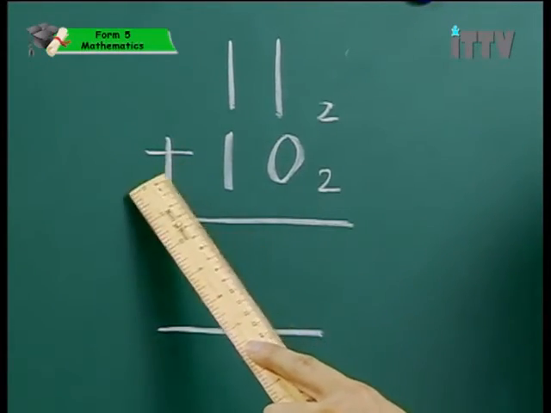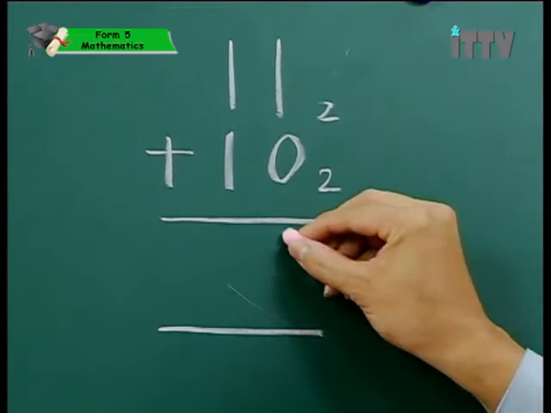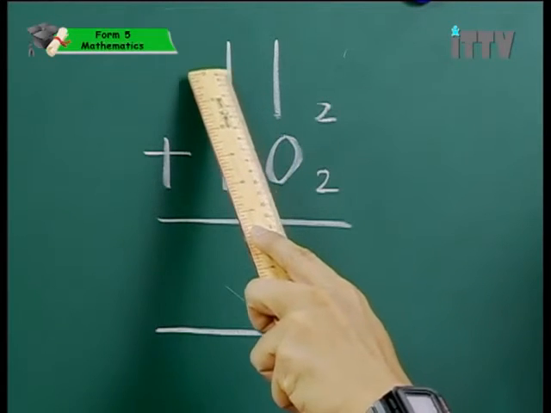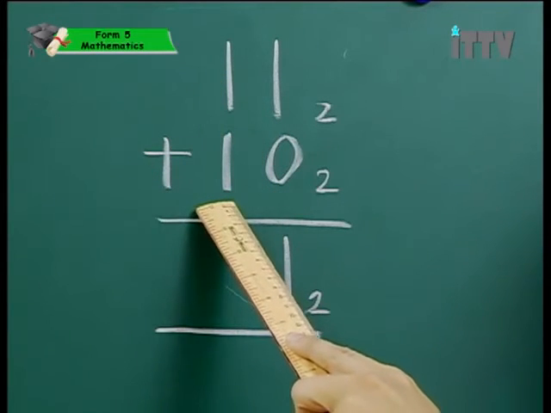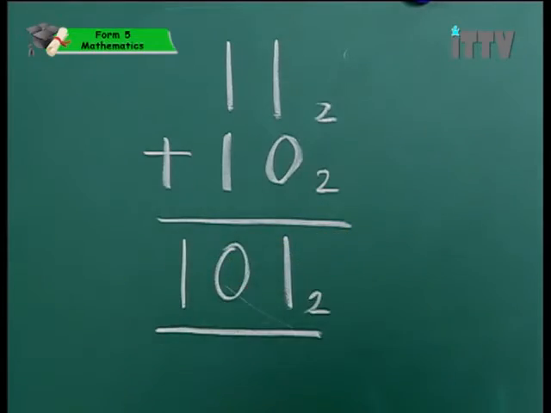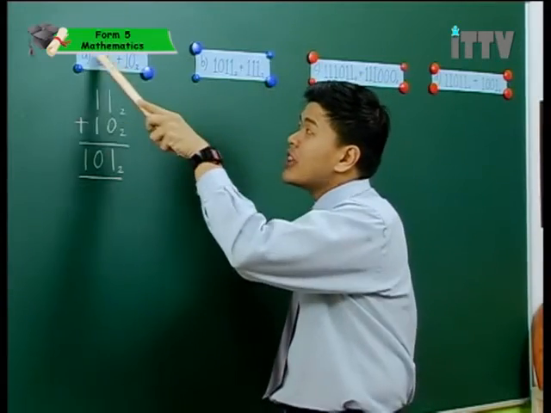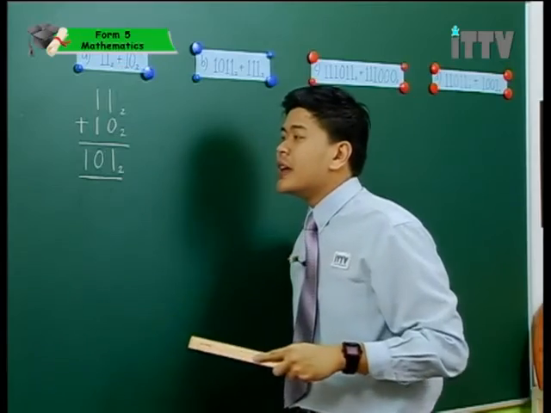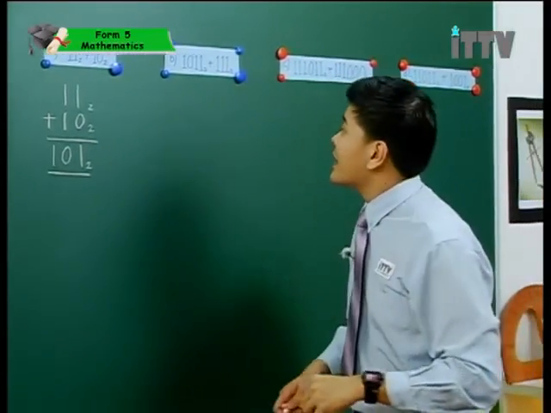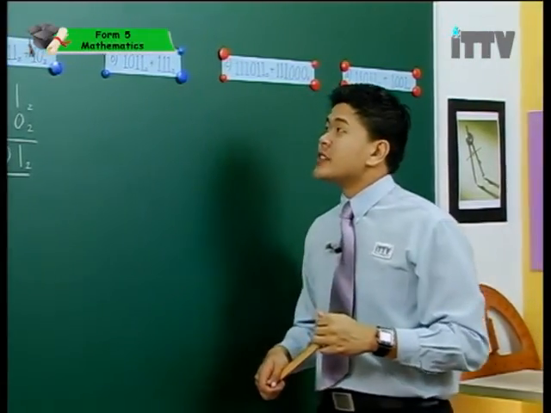1 plus 0 gives me a 1. What about this? 1 plus 1. One of the rules just now gives me 10. So the sum of these two numbers in base 2 is simply 101 in base 2. Now let's take a look at slightly larger numbers in base 2.